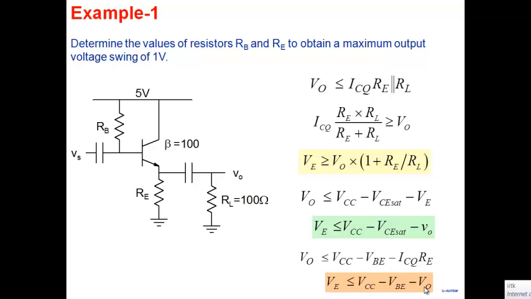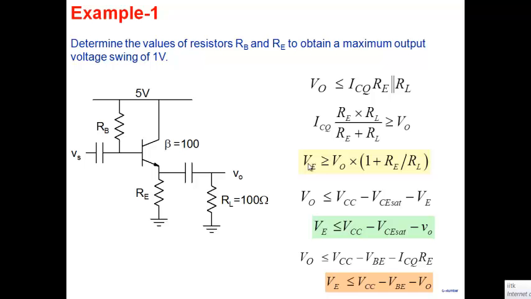So there were three constraints on my output swing. One coming from the drive current, one coming from saturation of the transistor, and the other coming from the fact that the base voltage should not exceed the supply voltage. These were the three constraints on my swing, and we've written it out in this form here. Now, note that everything I have written down is in terms of VE.